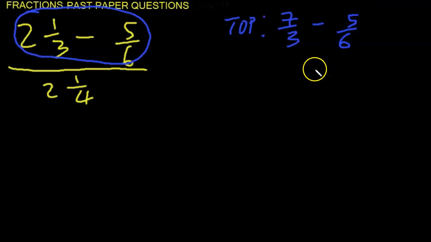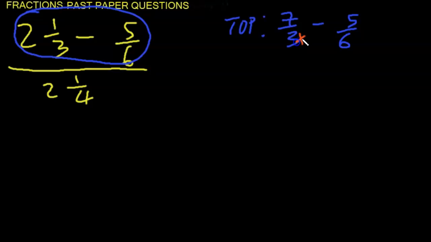Just like addition, remember we cannot subtract these fractions unless the denominators are the same. Therefore we need to make both denominators the same. The LCM here for 3 and 6 is 6. So we want this denominator of 3 to become 6. How can we do that? We can multiply this by 2.